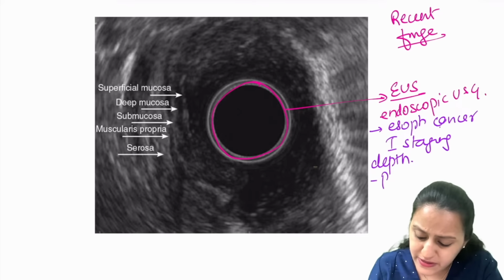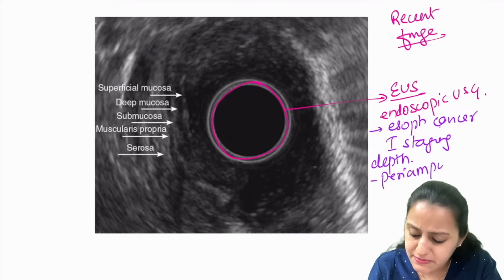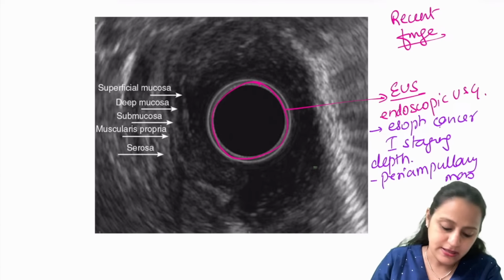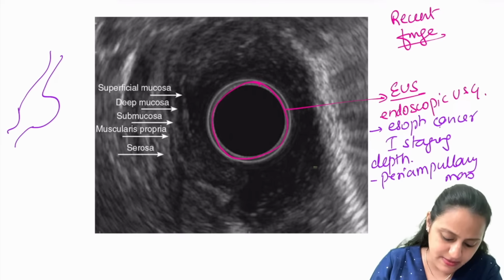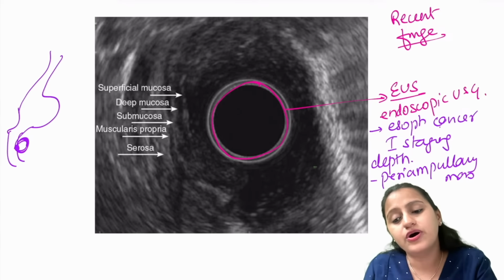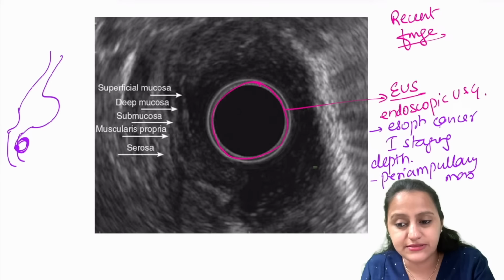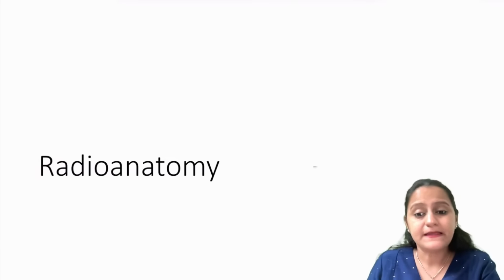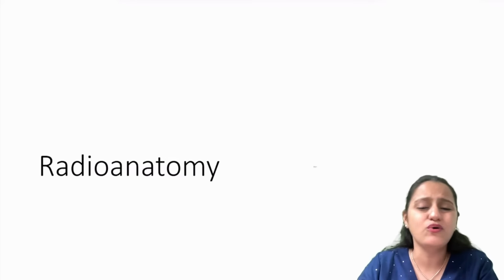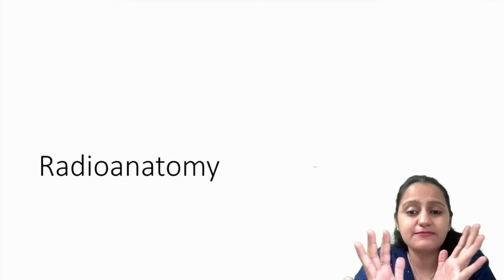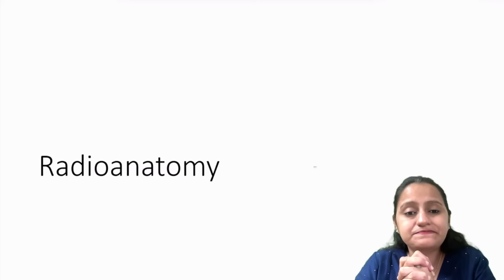It can also be done for periampullary mass. You can take the endoscope still beyond, right? Go into the stomach and beyond that, and this periampullary area you can also visualize well on endoscopic ultrasound. Okay? Clear with everyone? Right. So that was about the most important investigations that are asked in the exam. Give me a quick thumbs up if this is clear with everyone.